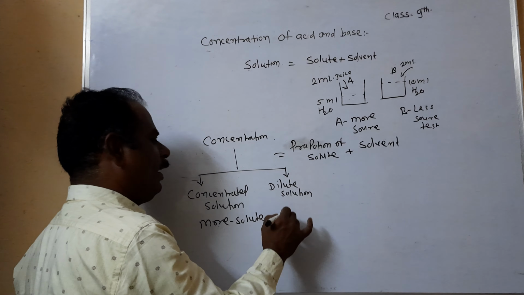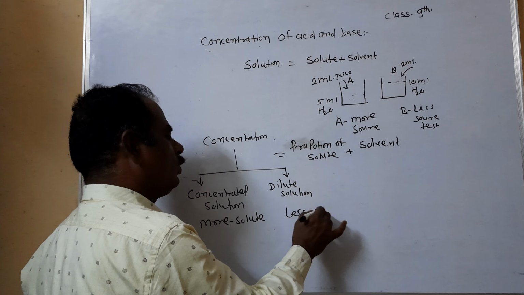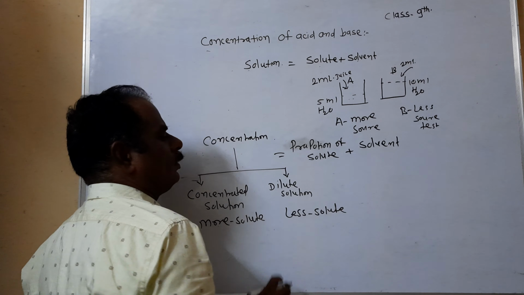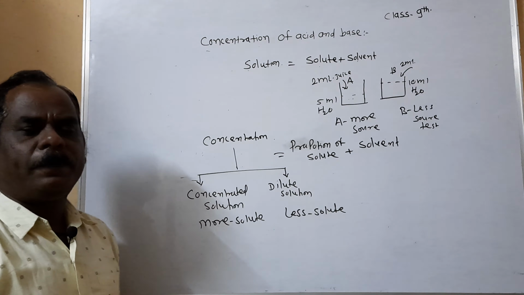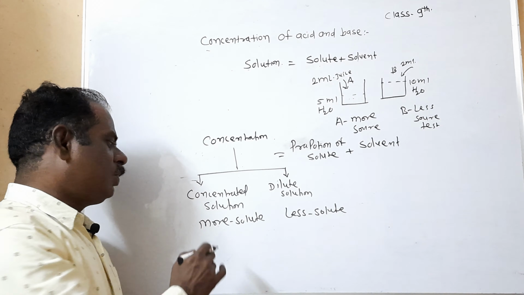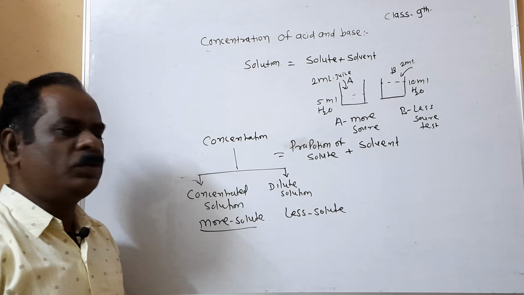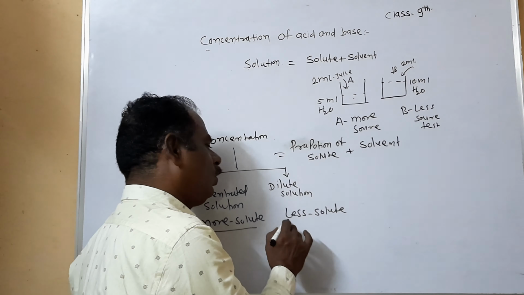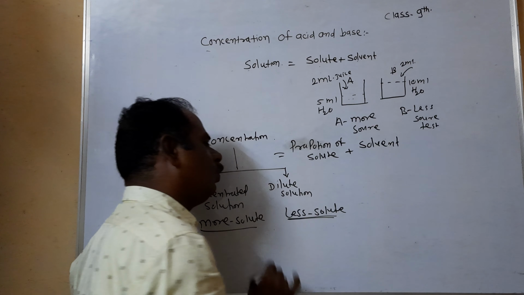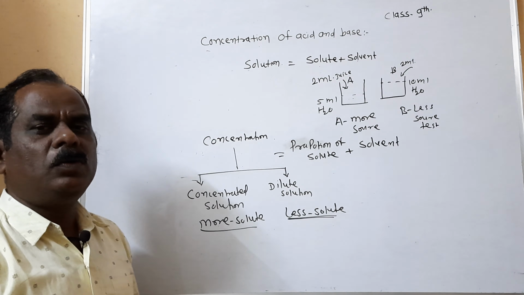And the solution which contains less proportion of solute is called the dilute solution. The solution which contains more proportion of solute is called concentrated solution, and the solution which contains less proportion of solute is called dilute solution.